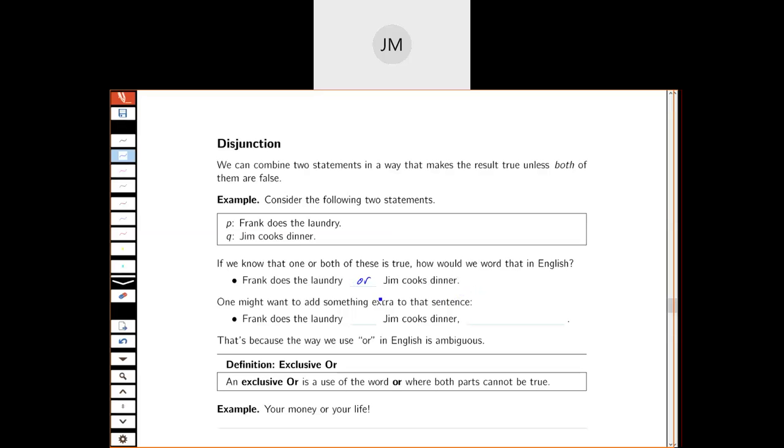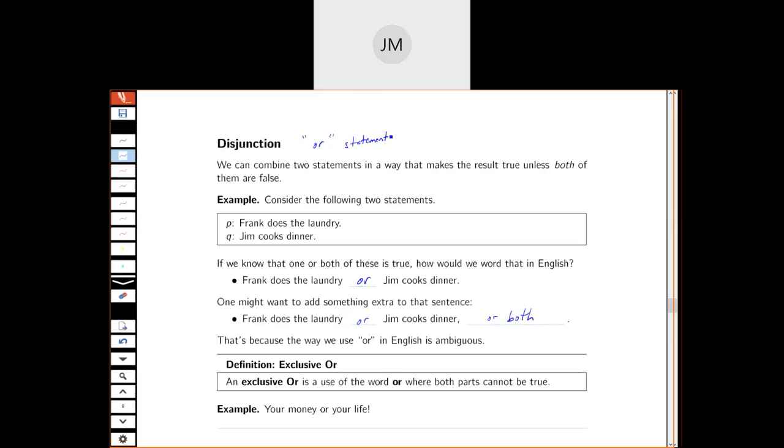Sometimes we might want to add something extra. Frank does the laundry or Jim cooks dinner or both. All right. So a disjunction, we could refer to as an or statement.